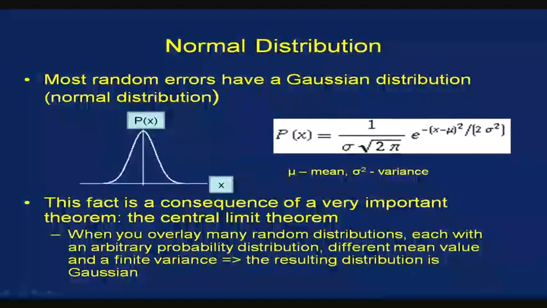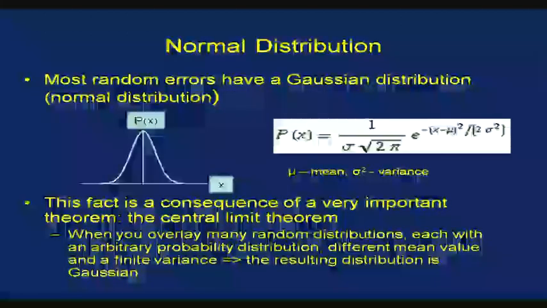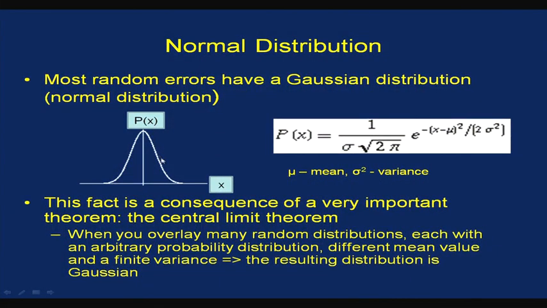The normal distribution function or the Gaussian distribution function is defined as this: 1 over sigma into square root of 2 pi into e to the power minus (x minus mu) square divided by 2 sigma square, where mu is the mean value and sigma square is the variance which we defined previously. So, the Gaussian distribution can look like this.